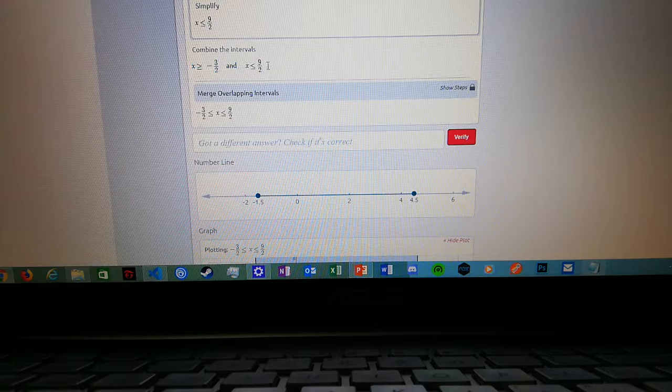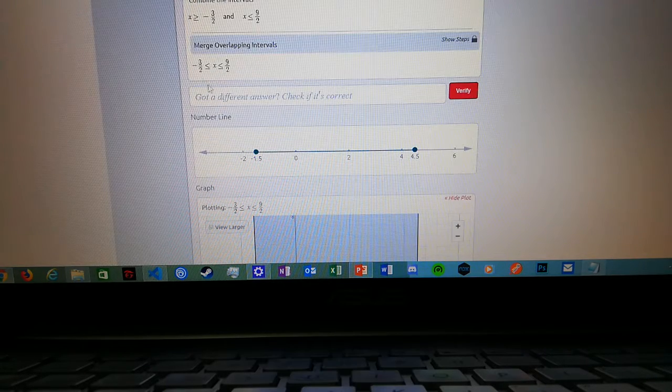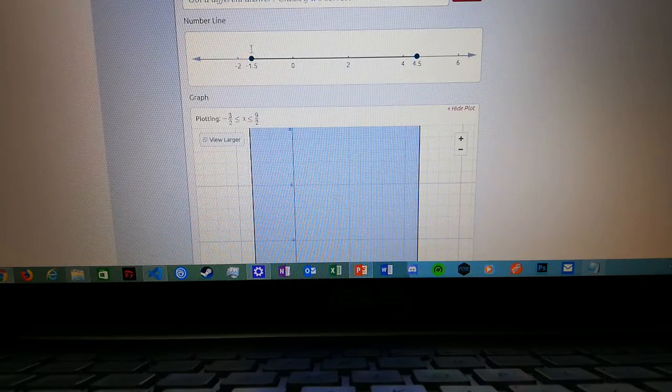So we merge them together because they are within the range. As you can see here, negative 1.5 and 4.5. 4.5 is 9 over 2, negative 1.5 is negative 3 over 2.